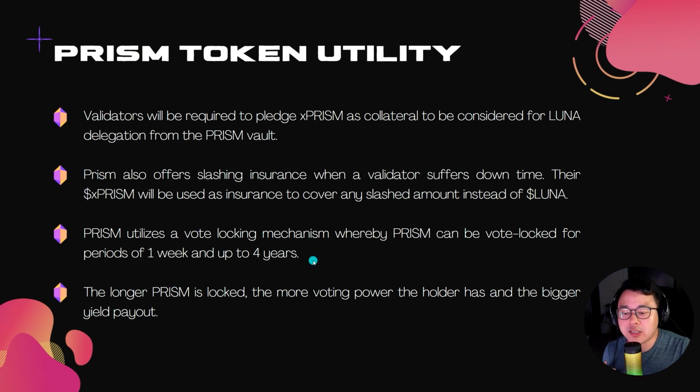Prism also utilizes a vote locking mechanism, which is getting very popular in crypto nowadays, popularized by the Curve model, where you can stake Curve and then stake and lock Curve, and the longer you lock it for, the more voting power and the more yield you receive, and you can lock for anywhere from 1 week to 4 years.